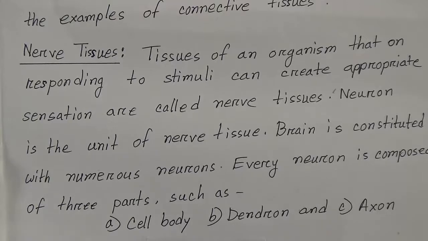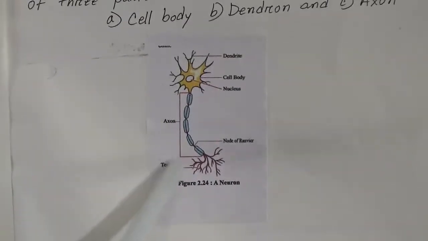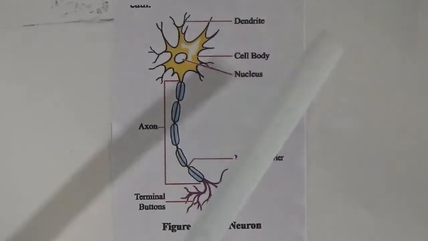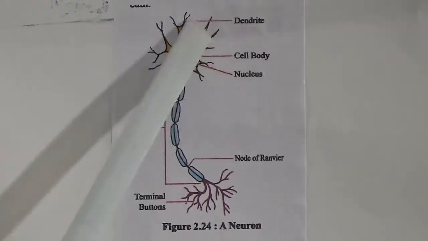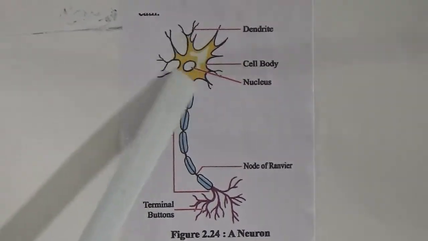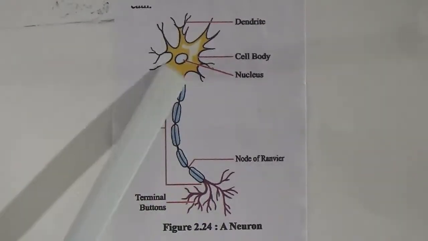Here is a picture of a neuron. You can see the star-like shape is the dendrite, and here is the cell body. This one is the cell body and this one is the whole axon.